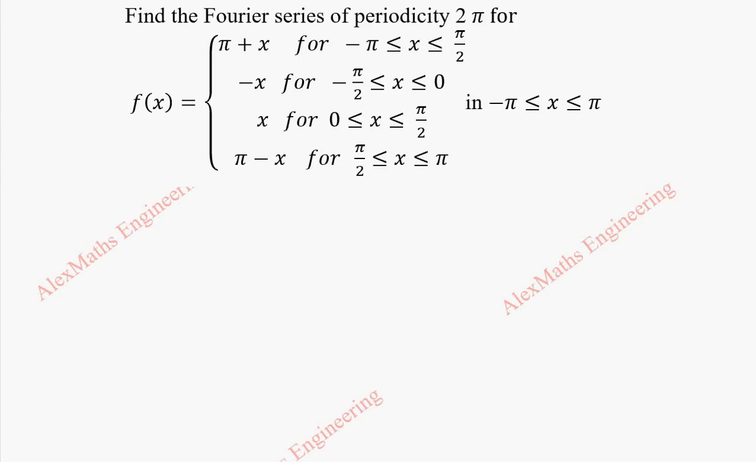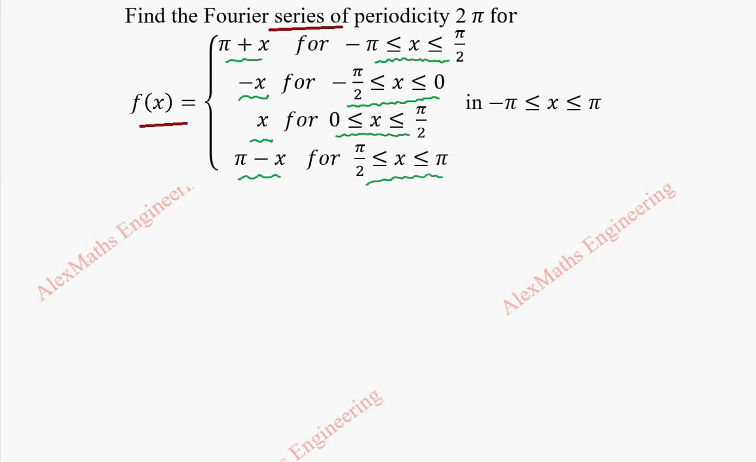In this video, we are going to find the Fourier series of periodicity 2 pi for the given function f of x. And this f of x has four parts: pi plus x when minus pi is less than or equal to x less than or equal to minus pi by 2, then minus x for minus pi by 2 less than or equal to x less than or equal to 0, and x for 0 less than or equal to x less than or equal to pi by 2, and pi minus x for pi by 2 less than or equal to x less than or equal to pi.